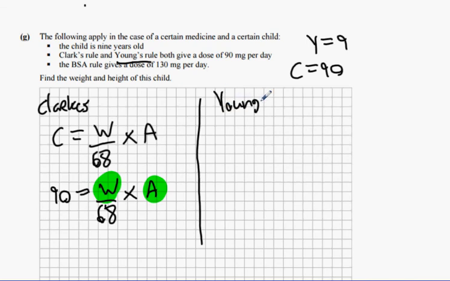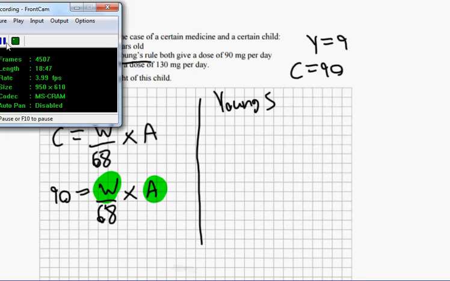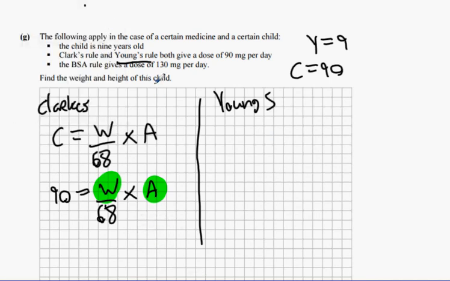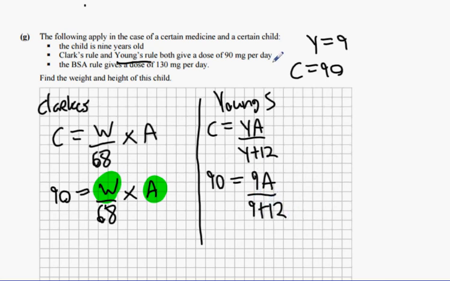So Young's rule is here. I go back, I look for Young's rule. Young's rule is C equals the child's age multiplied by the adult's dose, all divided by the child's age plus 12. I know C equals 90. I know the Y value equals 9. And I know that's going to be 9 plus 12. What is 9 plus 12 on the bottom? It's going to be 21. So here's what's going to happen this time. It's going to be 90 equals 9a over 21.